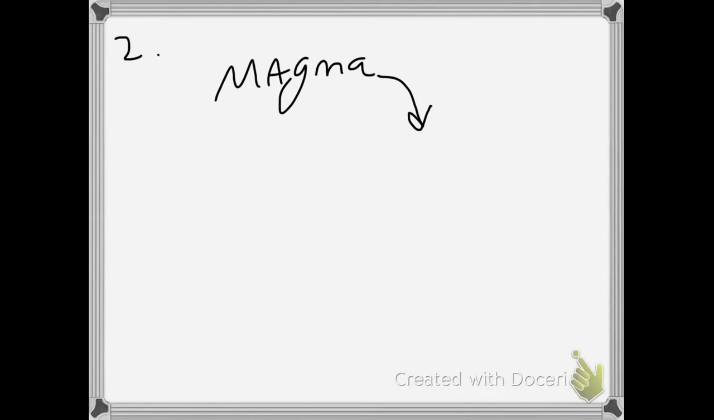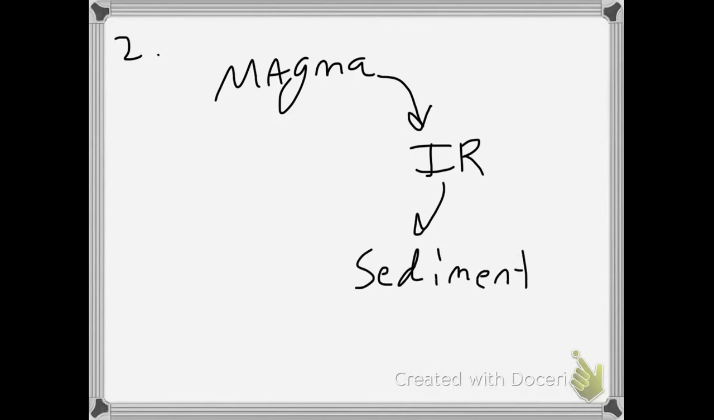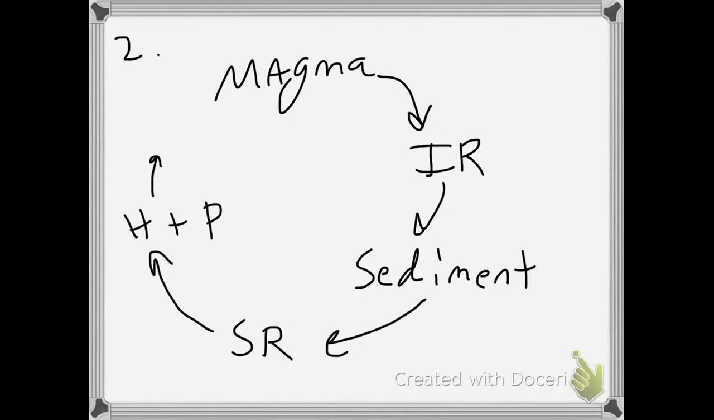So question number 2, we're going to draw the rock cycle. So we begin with magma. Magma turns into what type of rock when it cools? That's an igneous rock. So igneous rock, if it is exposed to the elements, will turn into sediment, and therefore into what type of rock? Okay, sedimentary rock. So the sedimentary rock then could undergo the H and the P, which we discussed in the very first slide, and therefore turn into what type of rock?